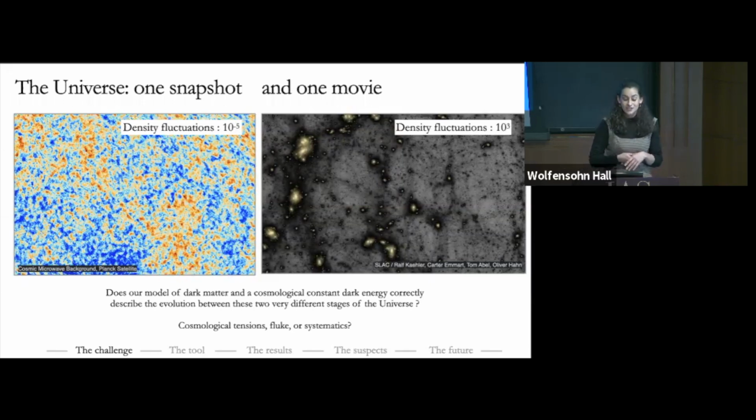And it asks the question, can we use the same picture that fits the seeds of our universe to describe the vast structures that formed billions of years later? And so we're comparing our measurements of the late-time universe of galaxies and large-scale structure to the same model that the CMB measures so well.